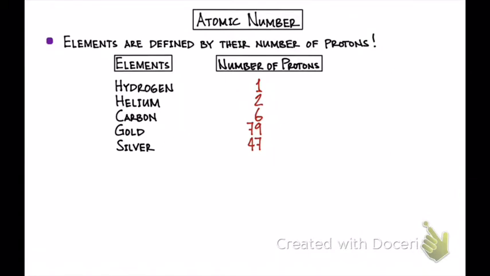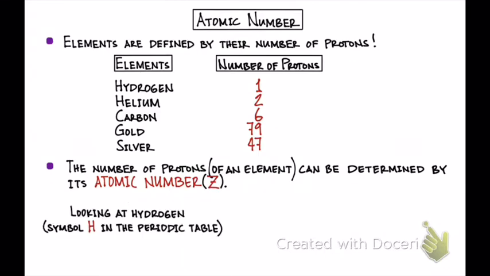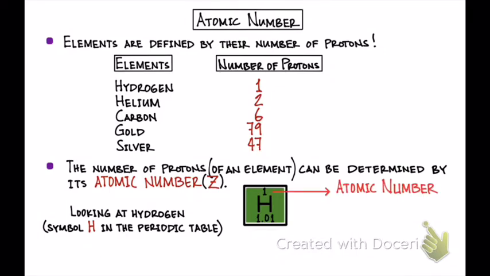So how do we determine the number of protons for any of the elements just by looking at the periodic table? The number of protons of any element can be determined by its atomic number. For example, hydrogen has a symbol H in the periodic table, and you'll see a symbol H and then a number up top and then a number beneath the symbol. The number up top is what they call the atomic number, and the atomic number tells you how many protons there are for that specific element.